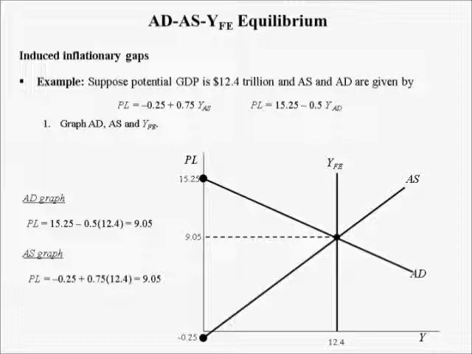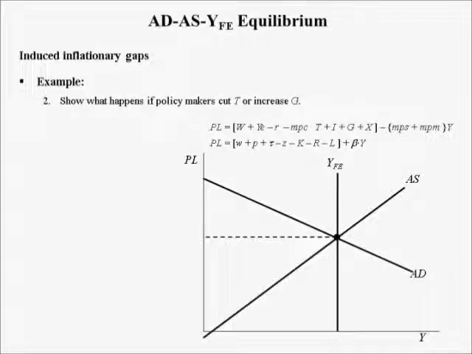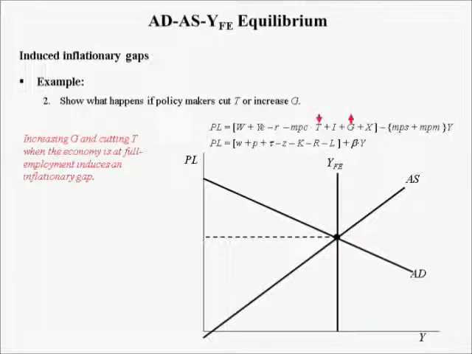So what happens if policymakers in a scenario like this decide to cut taxes or increase G to improve their chances of getting reelected? Well, cutting T, tax revenues or tax rates, which lowers tax revenues, and increasing G, government spending, does what? It does nothing to the aggregate supply curve. But what does it do to the aggregate demand curve? Well, the cut in T raises the aggregate demand curve. The increase in G raises the aggregate demand curve. So government can put us in an inflationary gap.